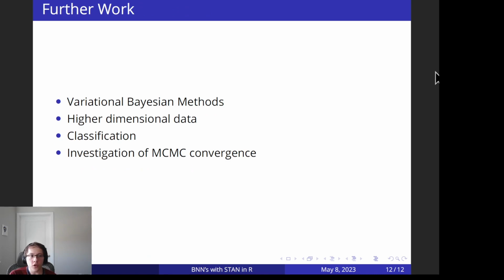There's also some further exploration we can do with Bayesian neural networks. Specifically, there are these methods called variational Bayesian methods, which are alternatives to Markov chain Monte Carlo that scale much better. There are extensions to higher dimensional data, so bivariate regression, trivariate regression, etc., predicting multivariate functions. There's classification, which is a well-studied extension of classical neural networks that can easily be extended to the Bayesian case.